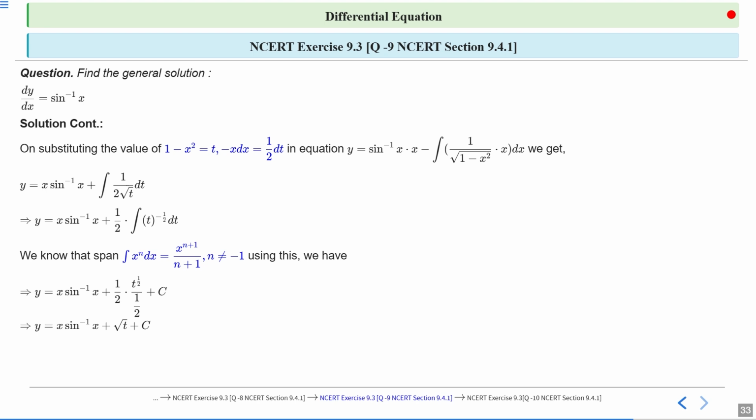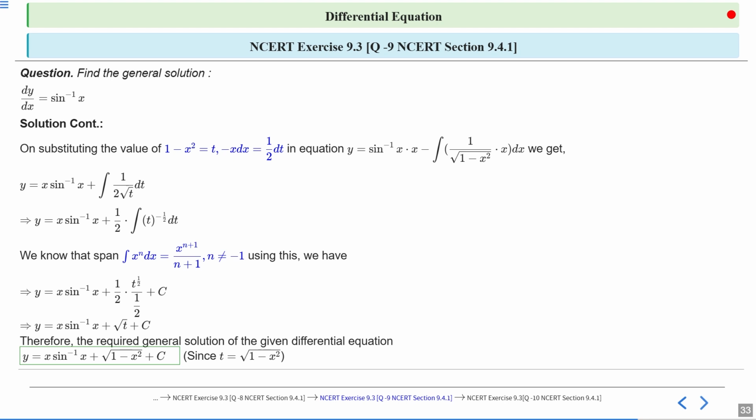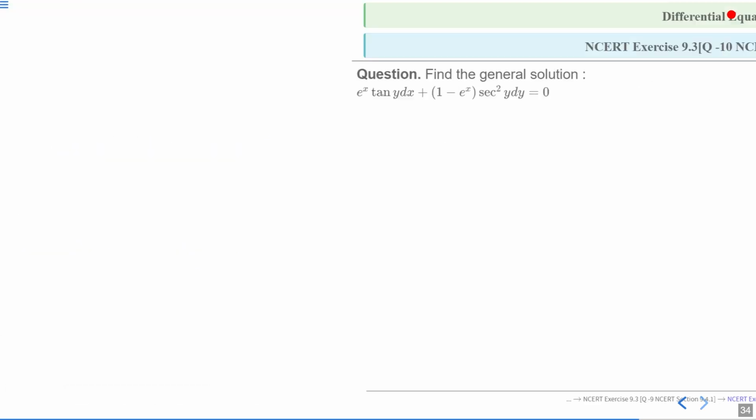So the final answer is y is equal to x sin inverse x plus root t plus c. So substitute back the value of t, that is 1 minus x square. So we get the general solution of this given differential equation is y is equal to x sin inverse x plus root under 1 minus x square plus c. Okay, good.